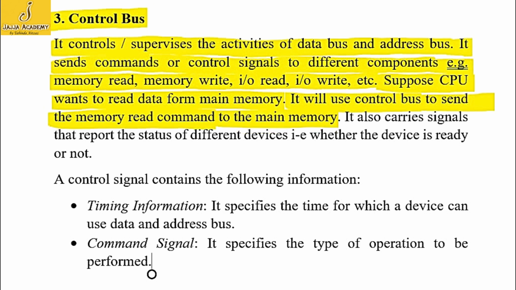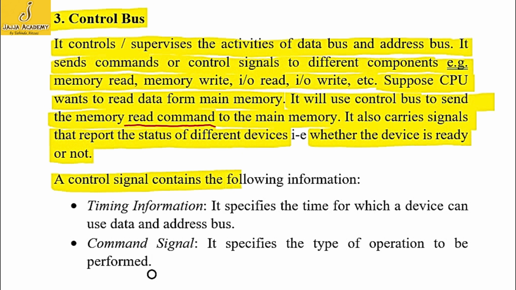And the function of the control bus is that it generates the read command for the main memory so that the main memory gets ready to provide this service to the CPU. So this is the function of the control bus. It does nothing by itself. It controls the data bus and the address bus, and it also controls the activities of other components that are connected to the computer system. For example, it also carries signals that report the status of different devices, and the status of a device tells whether the device is ready or not.